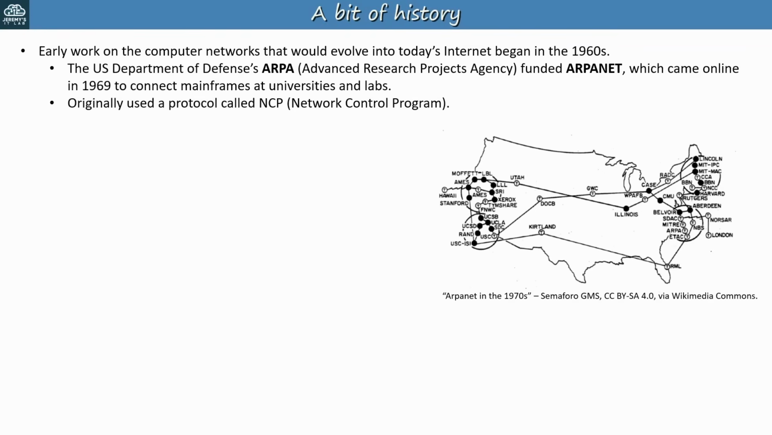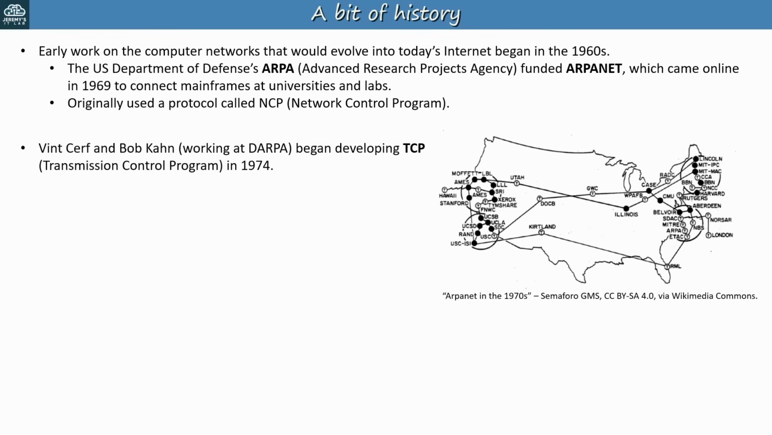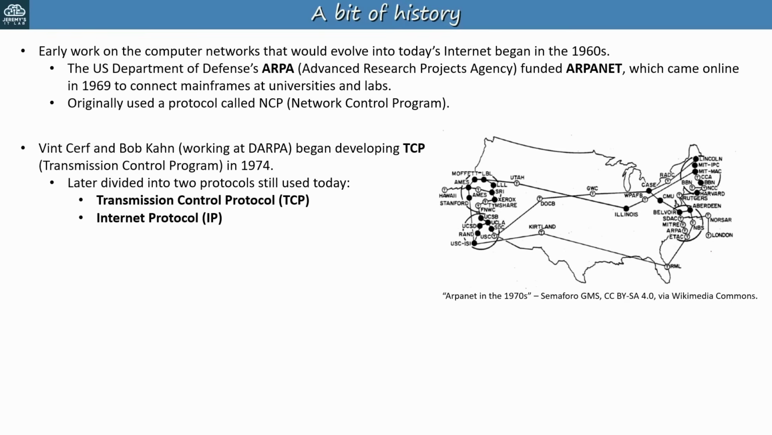ARPANET originally used a protocol called NCP, the Network Control Program. There was no TCP/IP in the early days. In 1974, Vint Cerf and Bob Kahn, two of the fathers of the modern Internet, began developing TCP, Transmission Control Program, as an internetworking protocol. TCP went through a few revisions and was later divided into two protocols that are still used today: Transmission Control Protocol, TCP, notice the name change from program to protocol, and Internet Protocol, IP. Together, these two protocols form the foundation of the protocol suite, widely known as TCP/IP today.